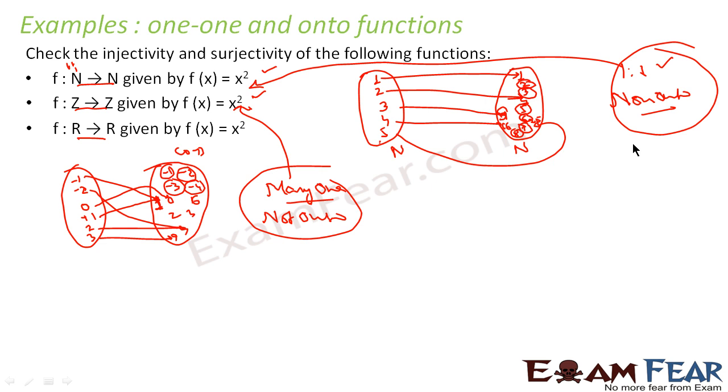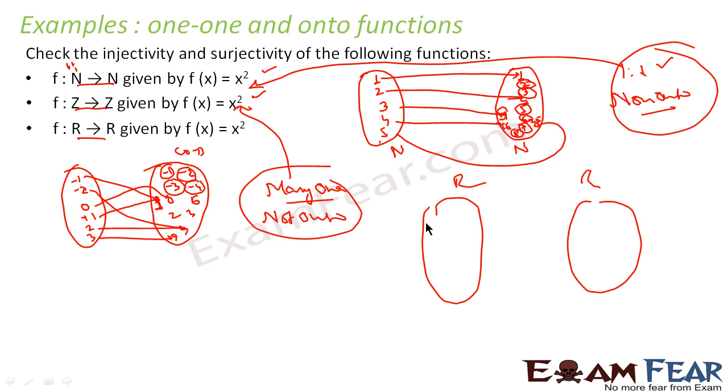The third is from R to R. There also you will see it will give the same result. I'll not solve this for you. You can solve it on your own. From R to R, if you see, it will have values like -1, -2, -1 by 2, +1 by 2. And here if you see, it will also have those values: -1, -2, +1 by 2, 1. You see, -1 square becomes +1. So I'll take 1 here.